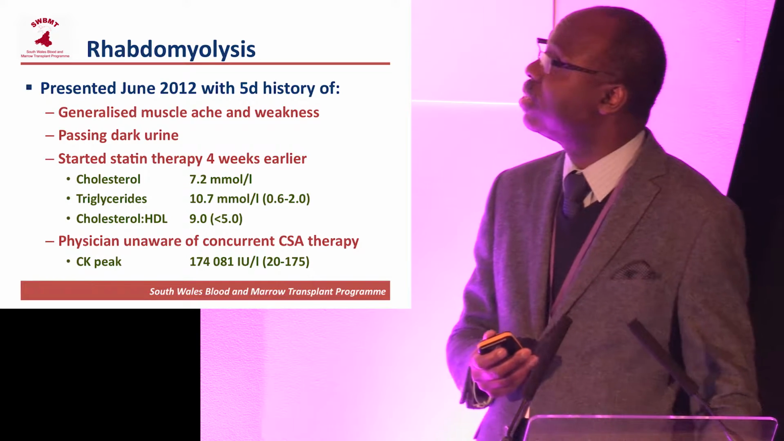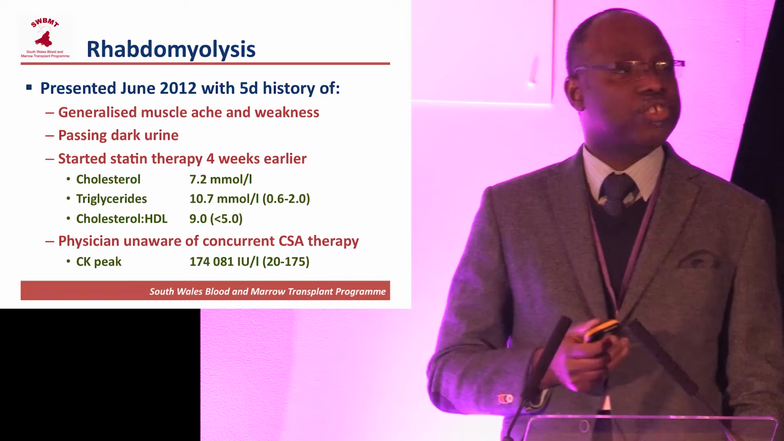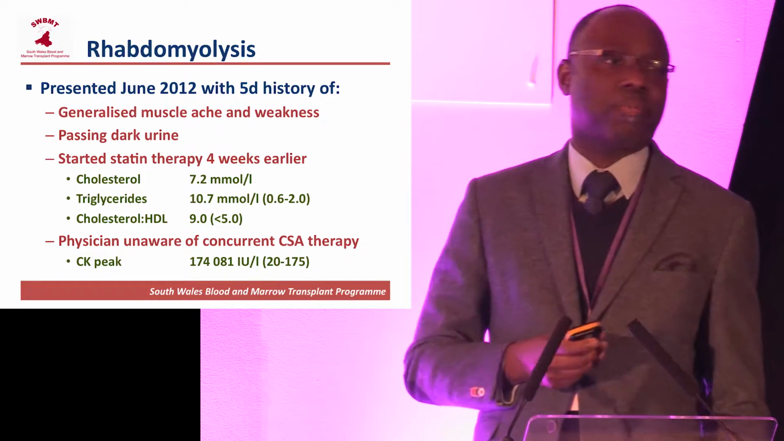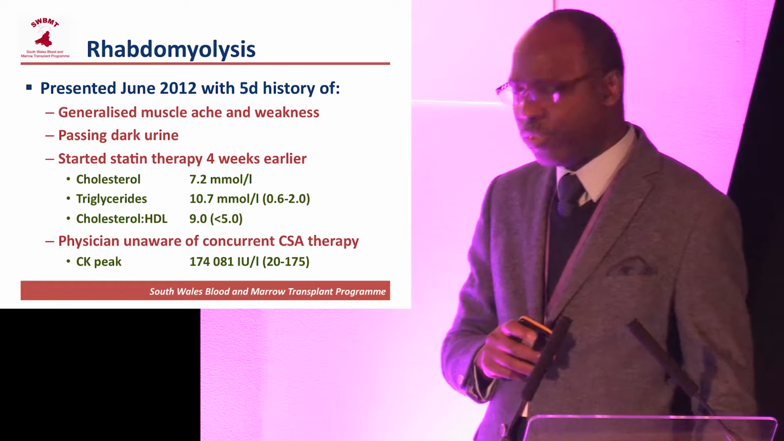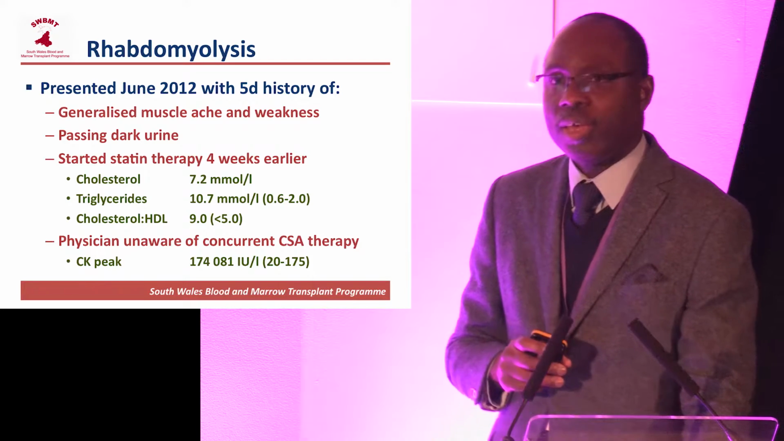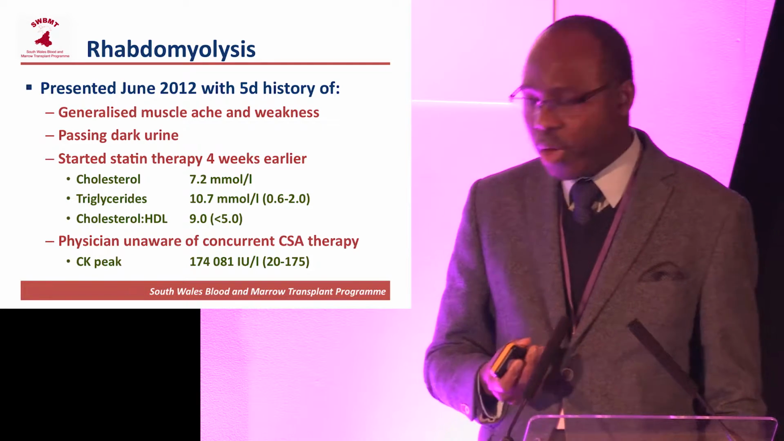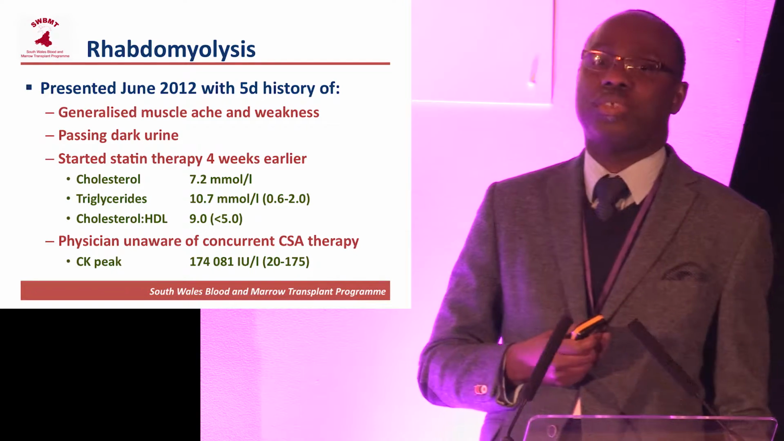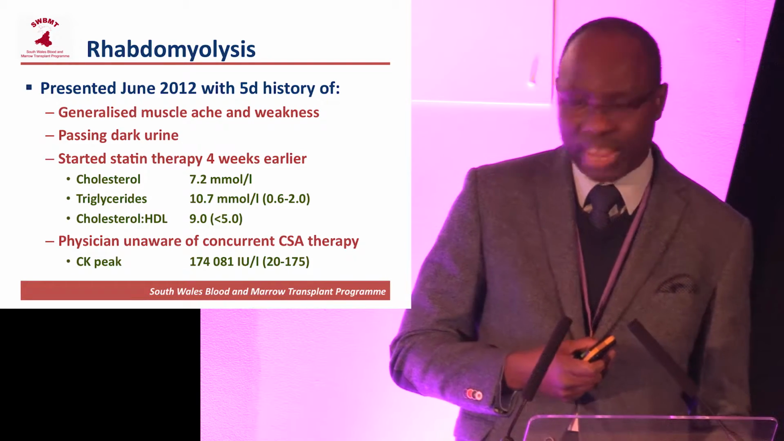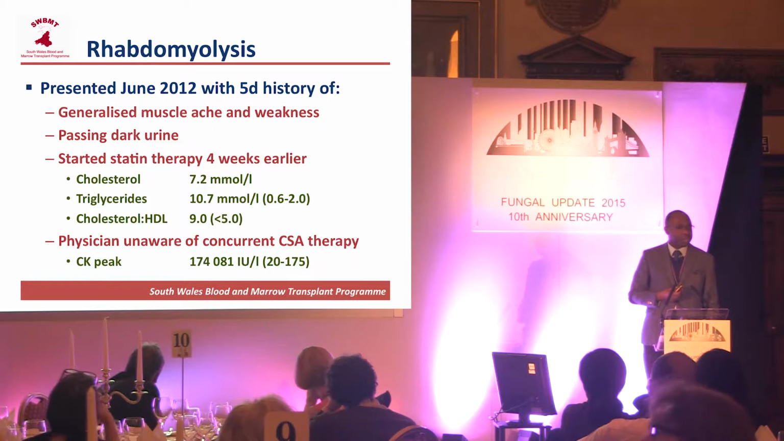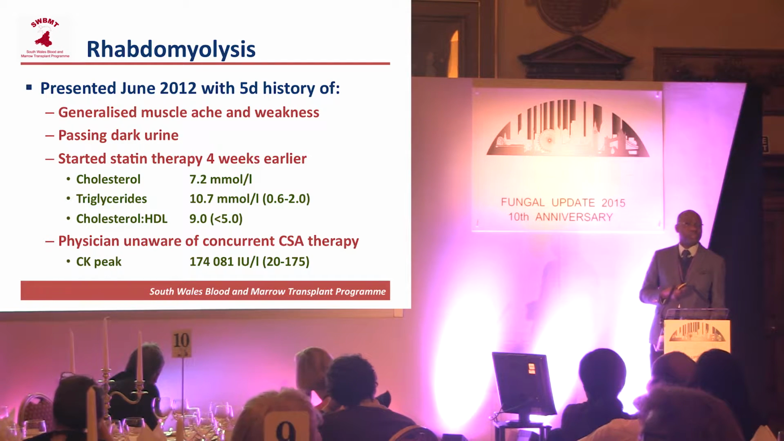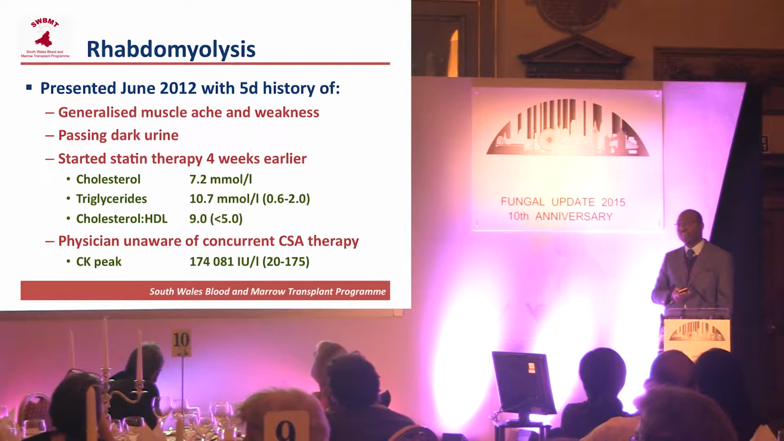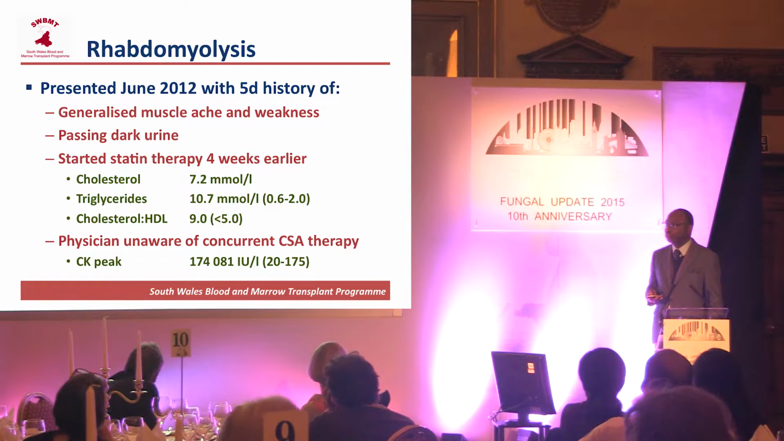Now, in June 2012, 6.5 years after his transplant, he presented with a 5-day history of generalized muscle pain and weakness. He could no longer walk, he couldn't straight leg lift, and he was passing dark urine. As a consequence of his long-term cyclosporin therapy, his lipids were elevated. This is a well-known complication. He was seen by a general physician who was presumably unaware that he was on cyclosporin and had started him on statins. That can cause rhabdomyolysis, and he presented with a creatinine kinase of over 130,000, which peaked at over 170,000 before he started to improve.